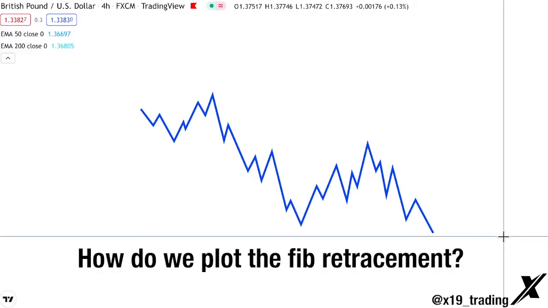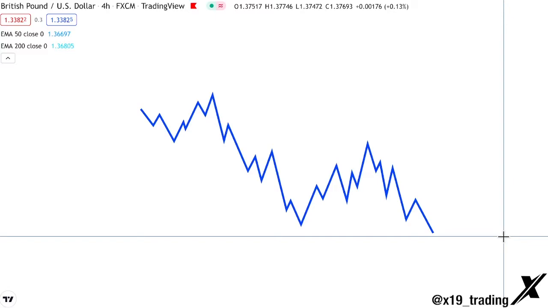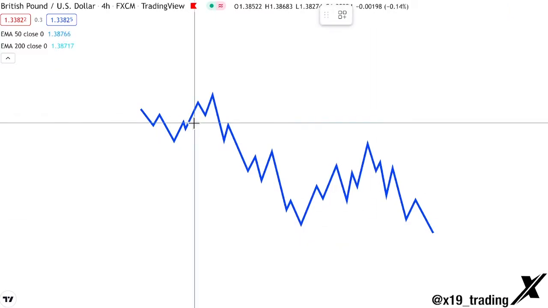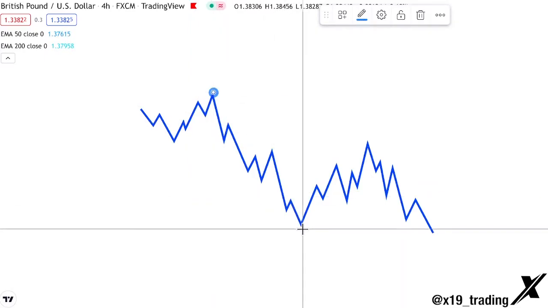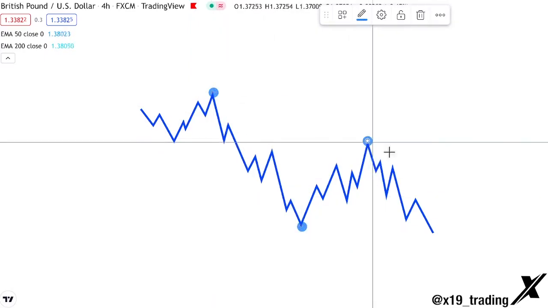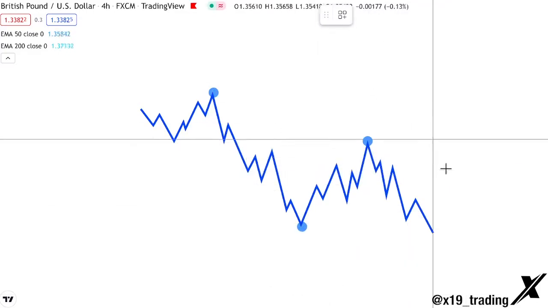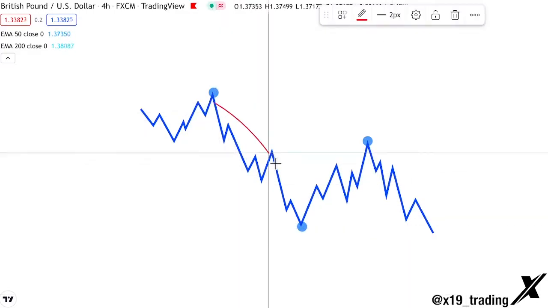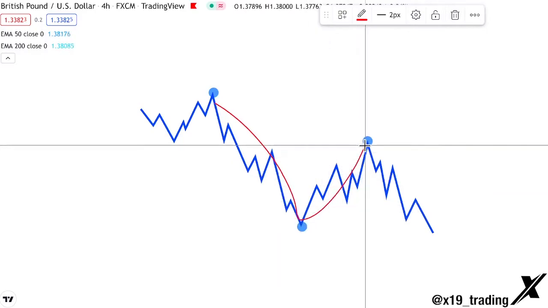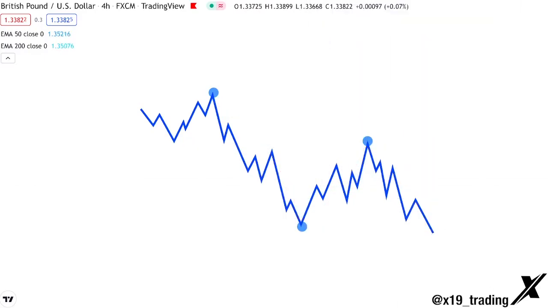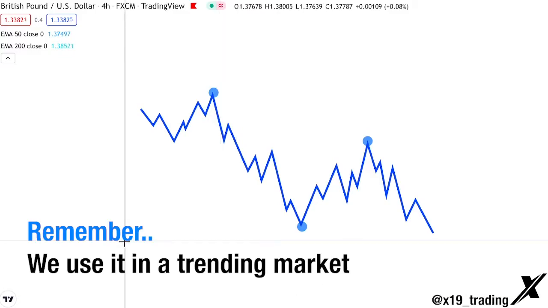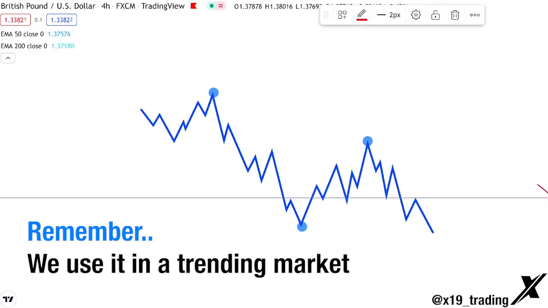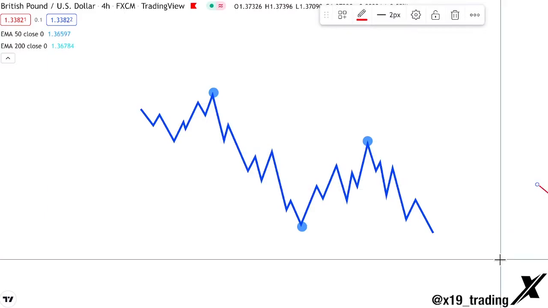So how do we actually plot the Fibonacci retracement? Over here we've got a bearish market. I'm just going to quickly plot the swing lows and swing highs. So we've got a swing high, a swing low, a swing high, and obviously a continuation. On this little diagram we can see that we've got an impulse towards the downside, a pullback, and a continuation, right? So as I said before, we use it in a trending market. We know that the trend is towards the downside, so we're going to use the fib to find areas of retracements on a pullback.